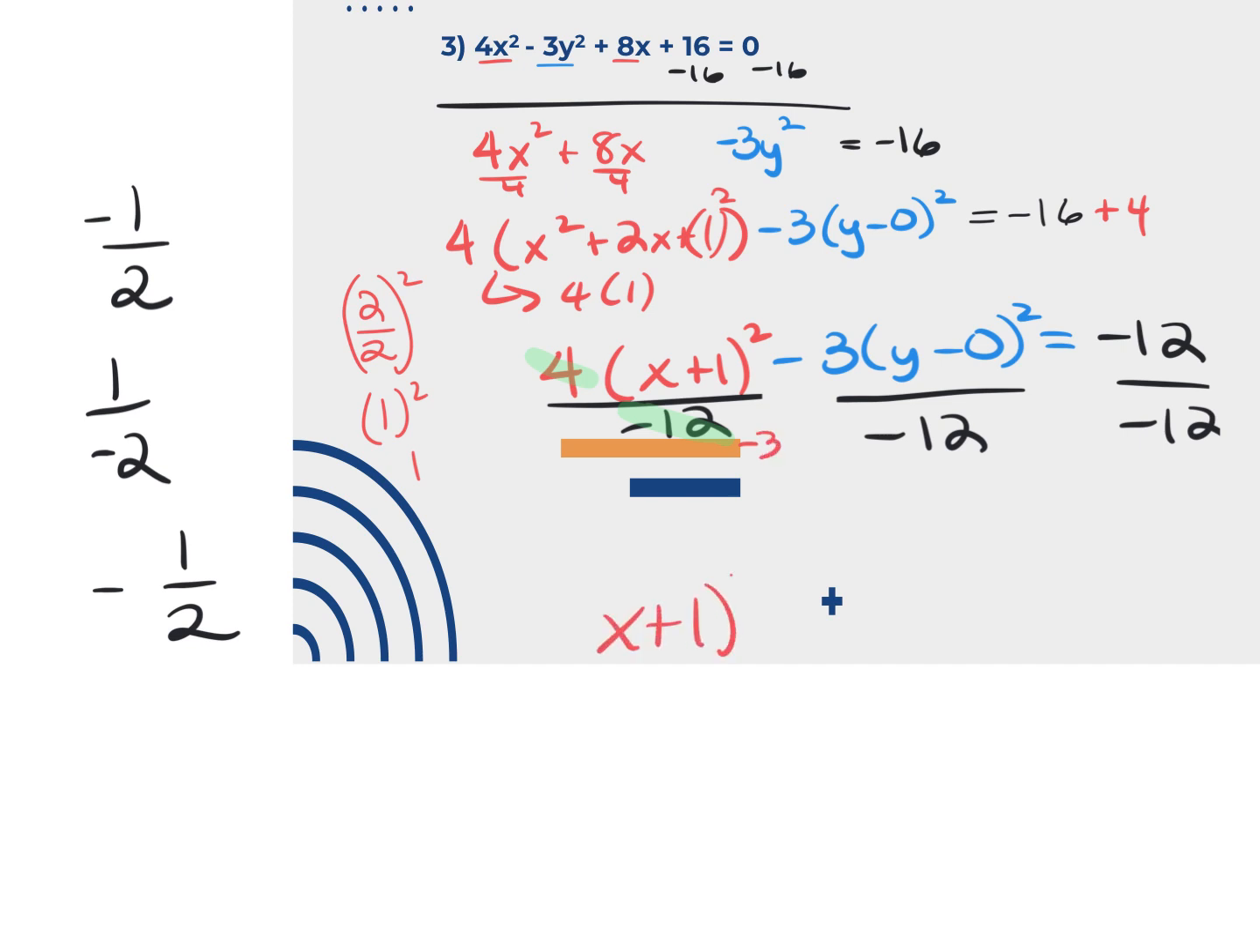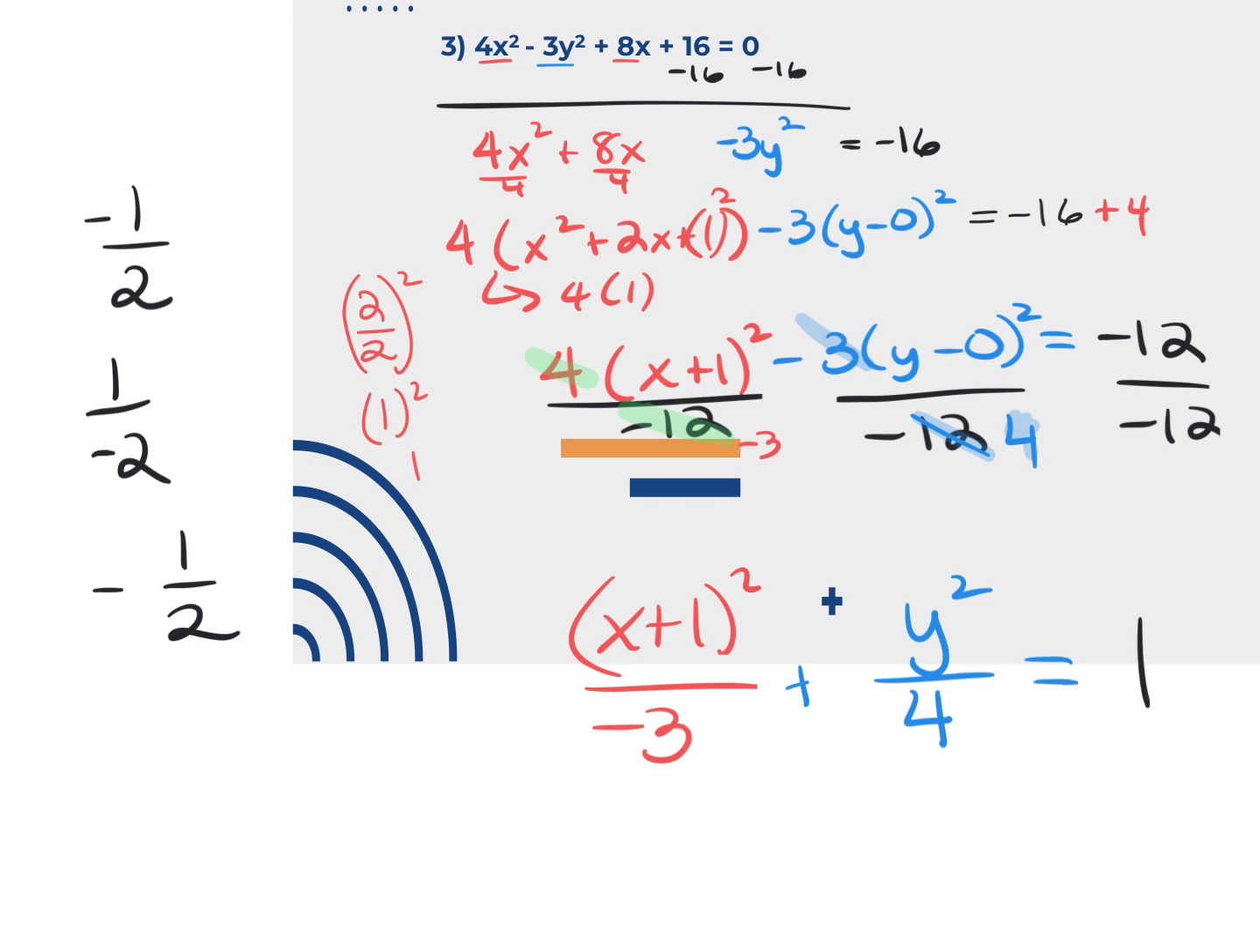So (x + 1)² over negative 3, and then the blue one, a negative divided by a negative is going to turn into a positive 4 down here in the denominator. So then now we have y² over 4 equals 1, because the minus 0 I could drop.